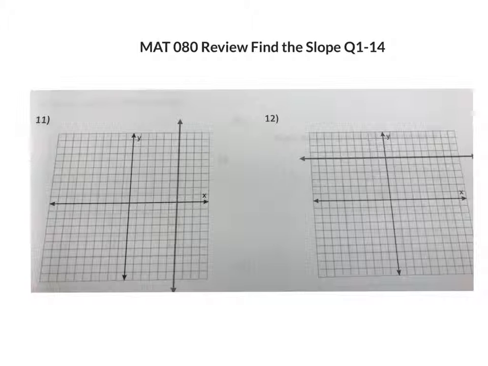Question number 11, that is a vertical line, and all vertical lines have an undefined slope. So you just write undefined. Question number 12, it's a horizontal line, meaning the line is not growing or declining, so it has a 0 slope.